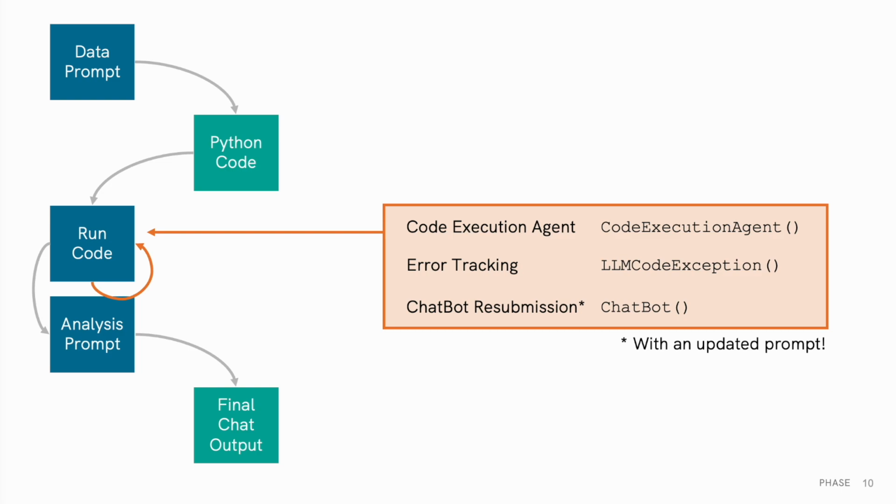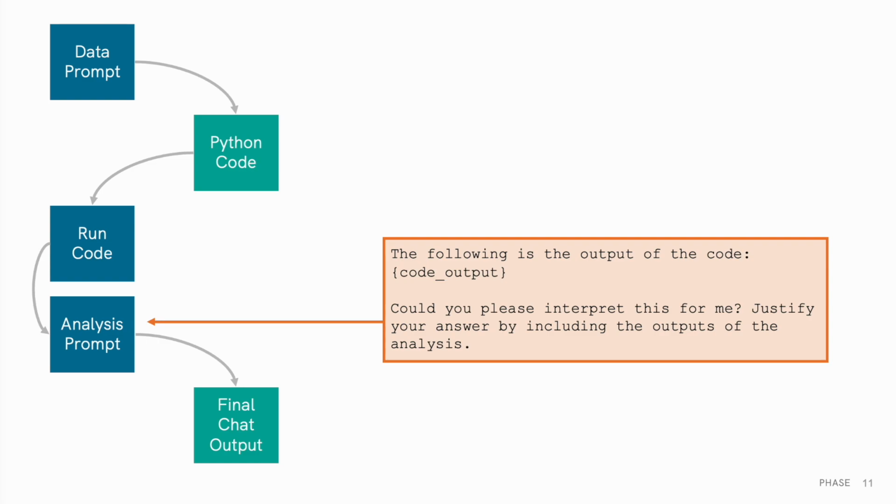But of course, you can update the code to do this multiple times or even use multiple models if you wish. Now, once the code has run, we have the outputs of the code itself. And so then we have another prompt, which provides the code output to the model and asks it to interpret it. This is a pretty simple analysis prompt. It's literally what you see here. The following is the output of the code that we just ran. Here's the code output. Could you please interpret this for me? Justify your answer by including the outputs of the analysis. And whatever we get here is the final chat output, and that's what you actually see in ResearchLLM.